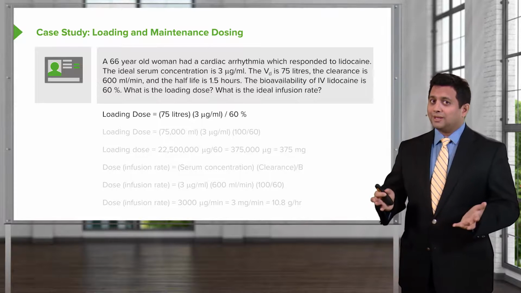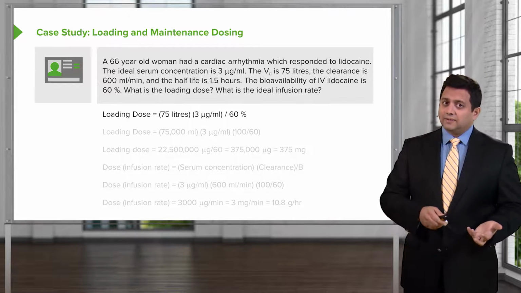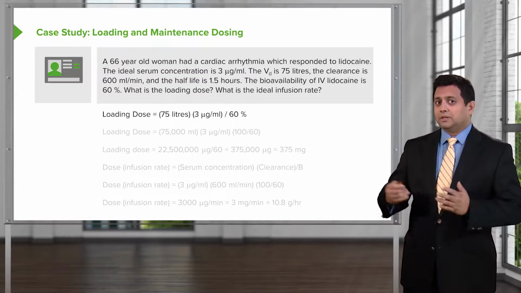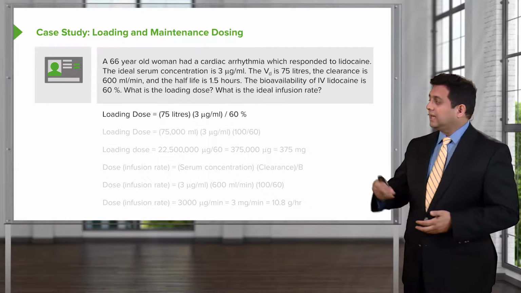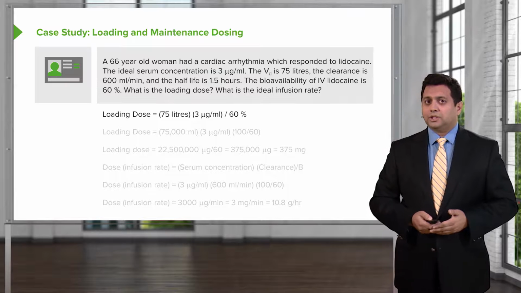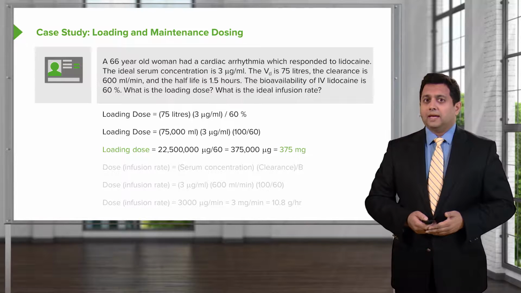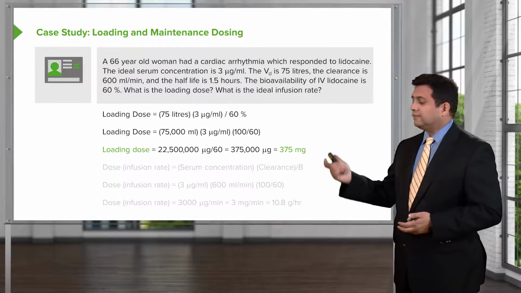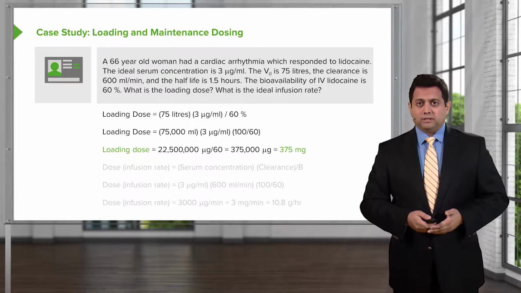Okay. So loading dose, once again, 75 liters is the volume of distribution, the target concentration is 3, and the bioavailability is 60%. So we plug that into our equation, and we do the math, and we end up with 375 milligrams as your loading dose.